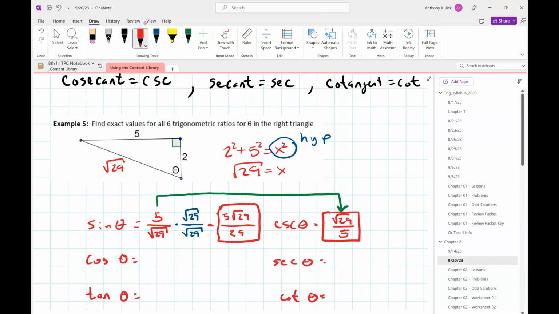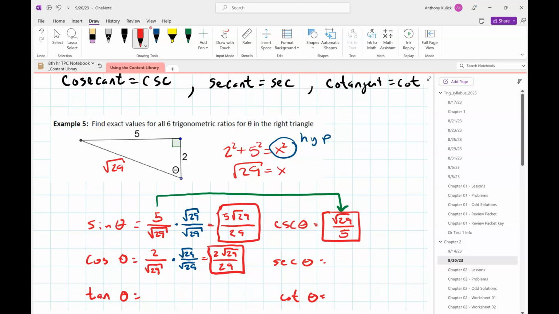All right, cosine's up next. How do I do cosine? Great. And what's the adjacent in this case? 2. And what's the hypotenuse? Square root of 29. Thank you. And again, what do we have to do here? Yeah, multiply top and bottom by square root 29. So 2 times square root 29 is just 2 square roots 29. Square root 29 times square root 29 is just 29.